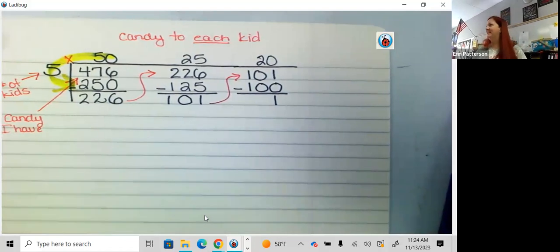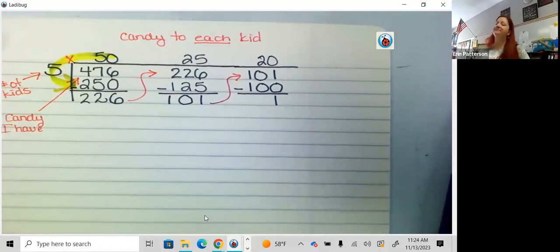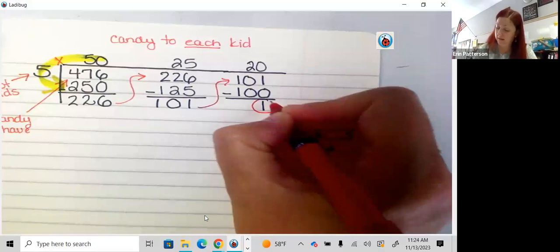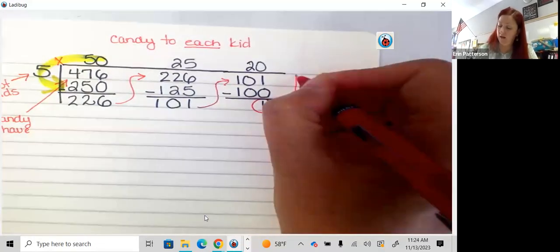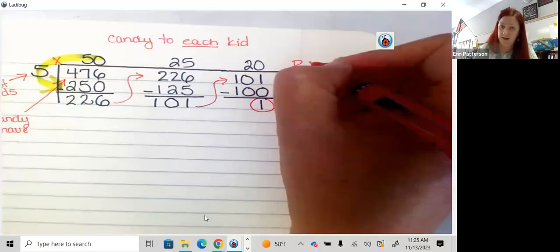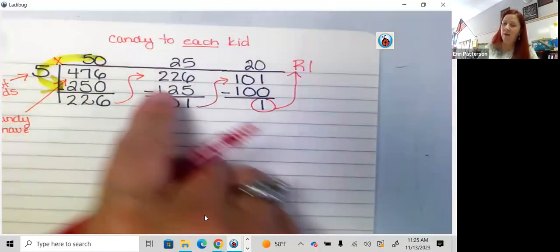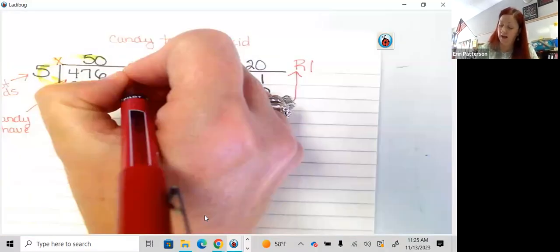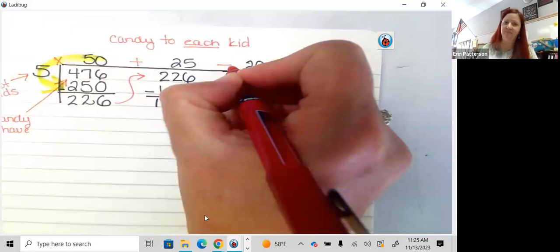You think those kids got all that candy? I get one piece. Yeah, I got one little piece left. Okay. So this one, we're going to circle it. It comes up as a remainder of 1. Now I have to go back. These are part of the answer. I have to add them up.